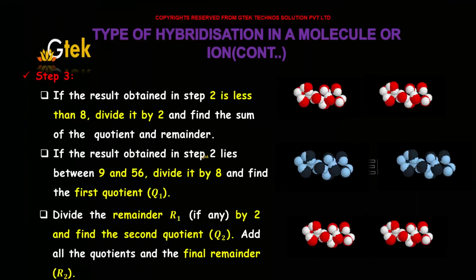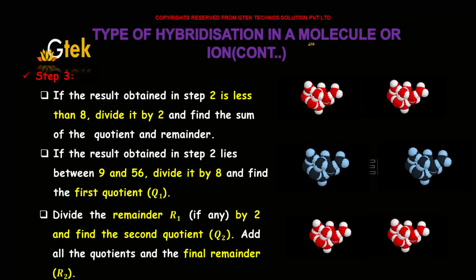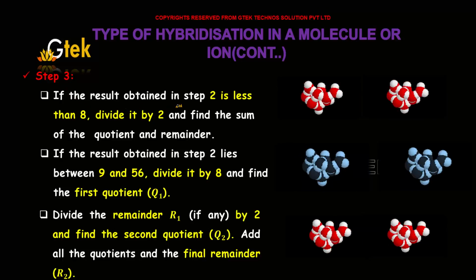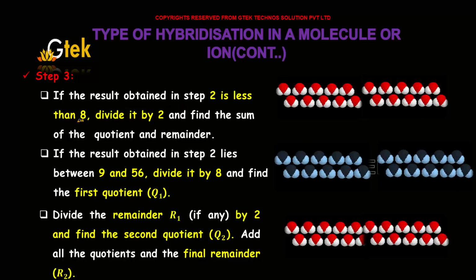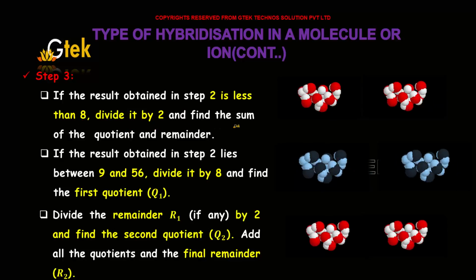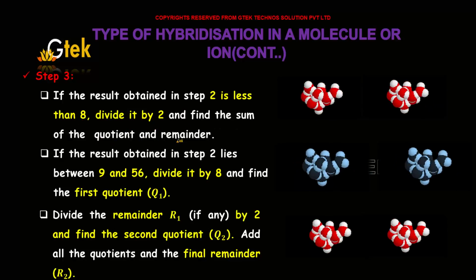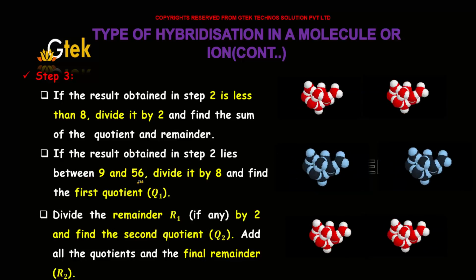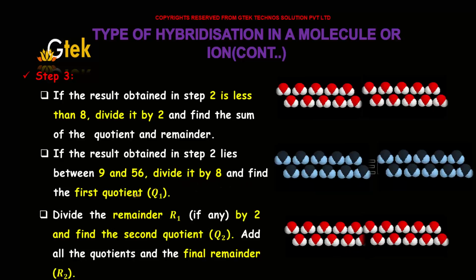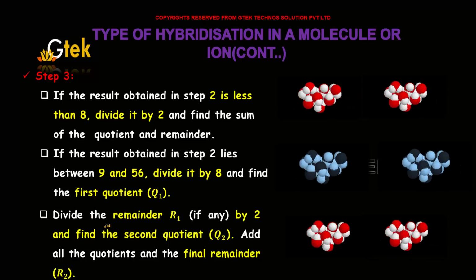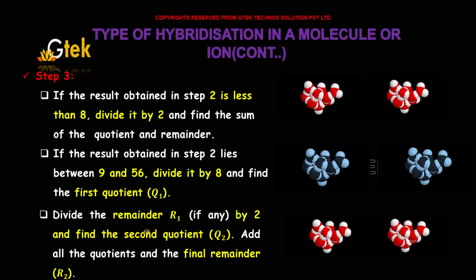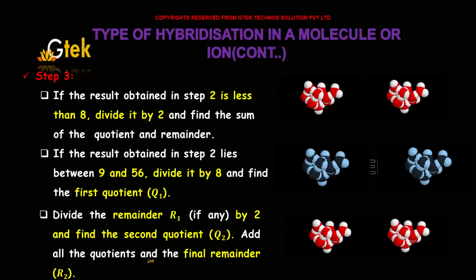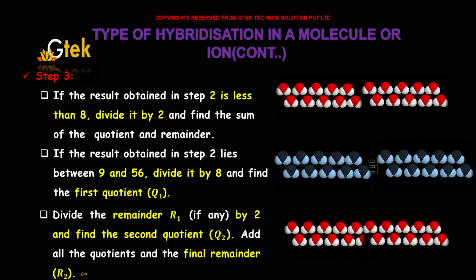Let's move on to the types of hybridization in a molecule or ion. This is step 3. If the result obtained in step 2 is less than 8, divide by 2 and find the sum of the quotient and remainder. If the result obtained in step 2 lies between 9 and 56, divide by 8 and find the first quotient Q1. Divide the remainder R1 by 2 and find the second quotient Q2. Add all the quotients and the final remainder R2.